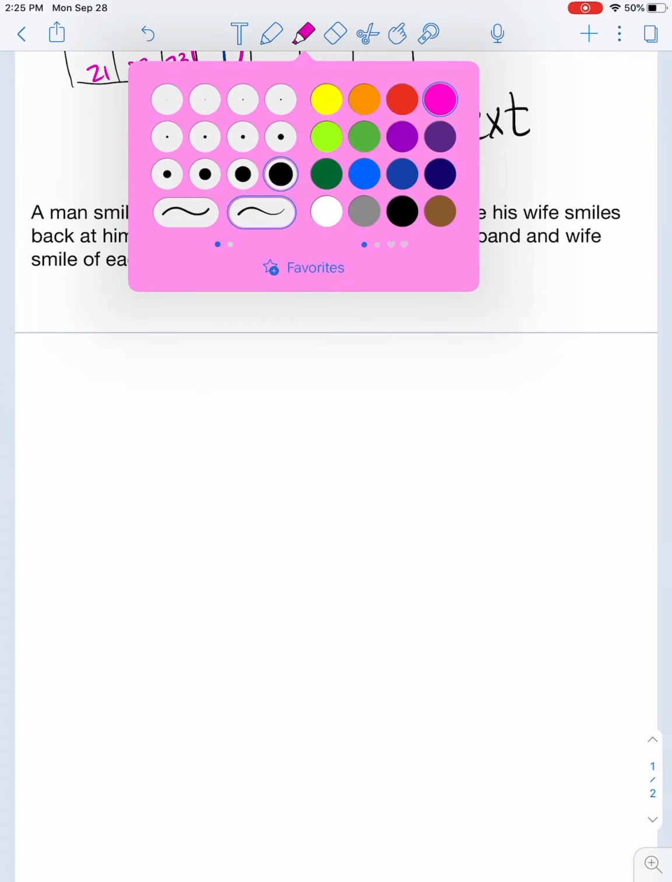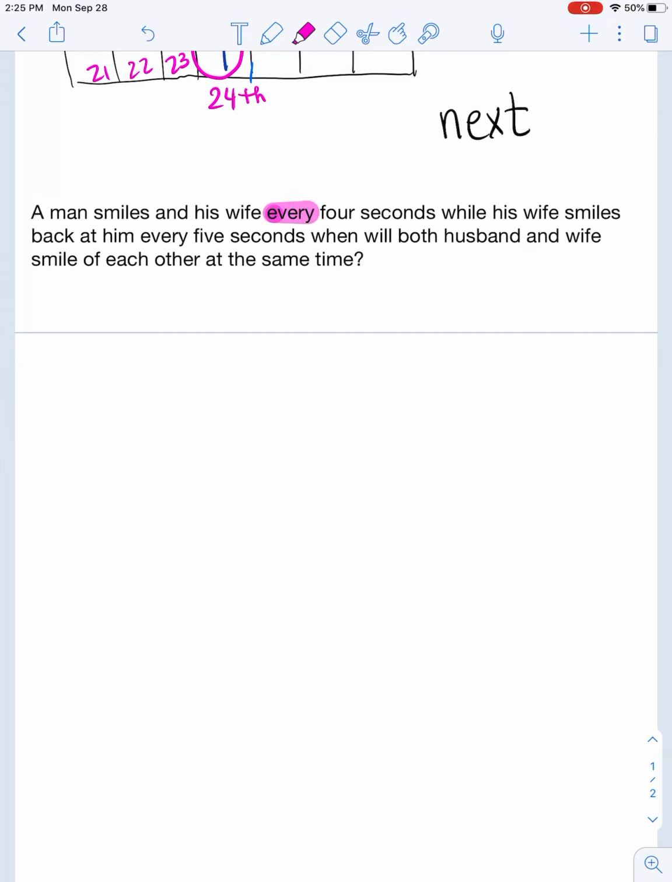A man smiles at his wife every 4 seconds. Isn't he sweet? His wife only smiles back at him every 5 seconds. And they want to know, when will both husband and wife smile at each other at the same time? You can say, when is the next time they will both be smiling at each other at the same time? And again, there's that word next. You may not see it in the problem, but if you can reword the problem using the word next, chances are it's an LCM.